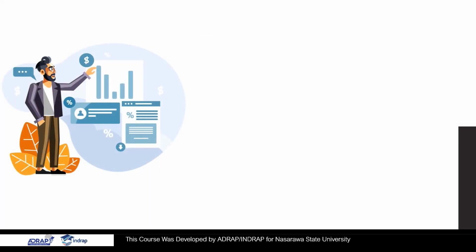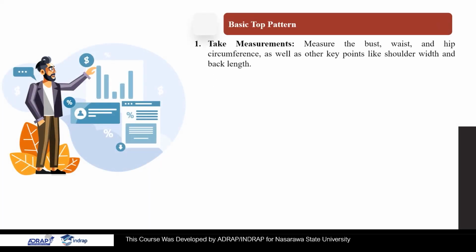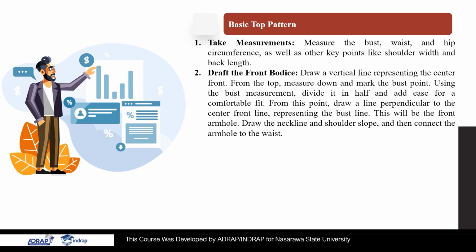Basic top pattern. Take measurements. Measure the bust, waist, and hip circumference, as well as other key points like shoulder width and back length. Draft the front bodice. Draw a vertical line representing the center front. From the top, measure down and mark the bust point. Using the bust measurement, divide it in half and add ease for a comfortable fit.